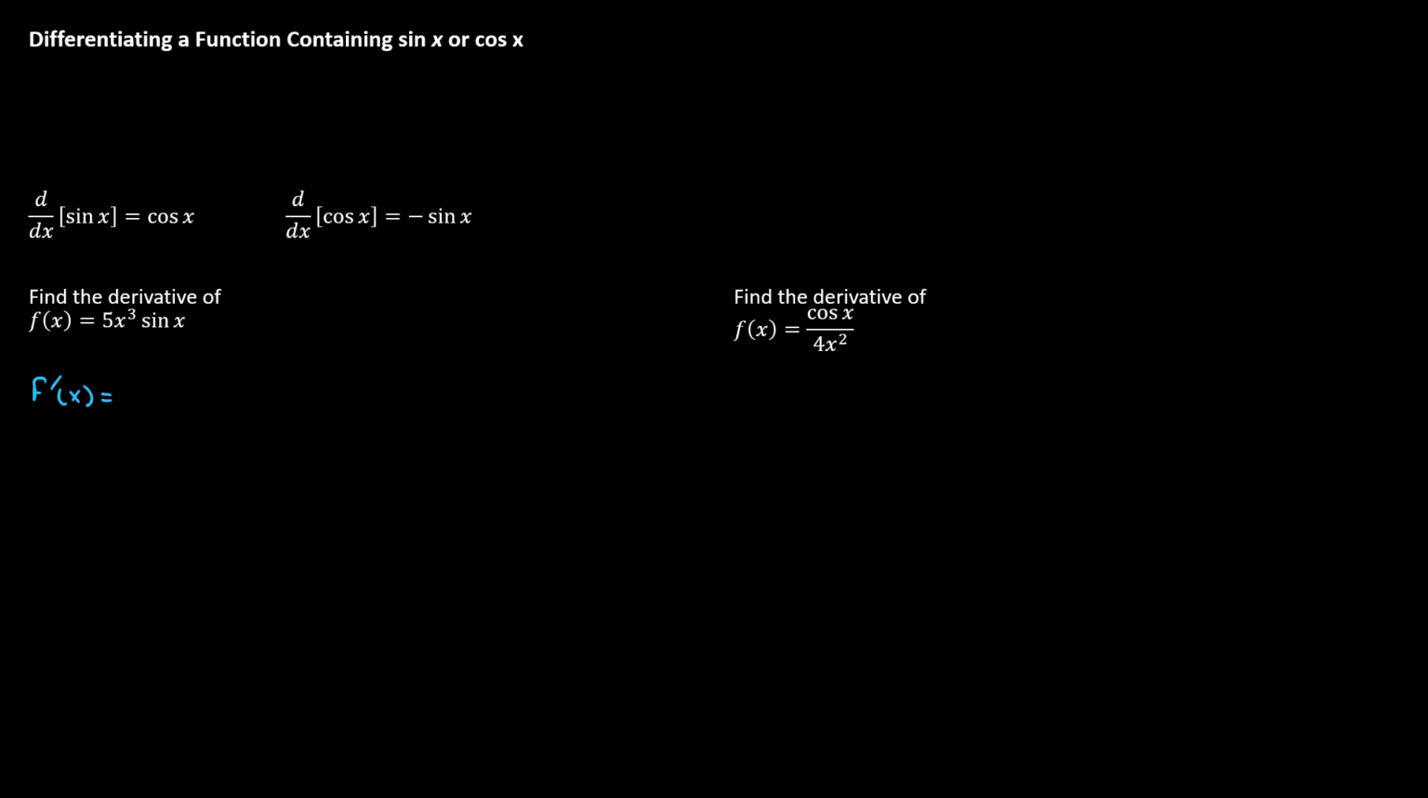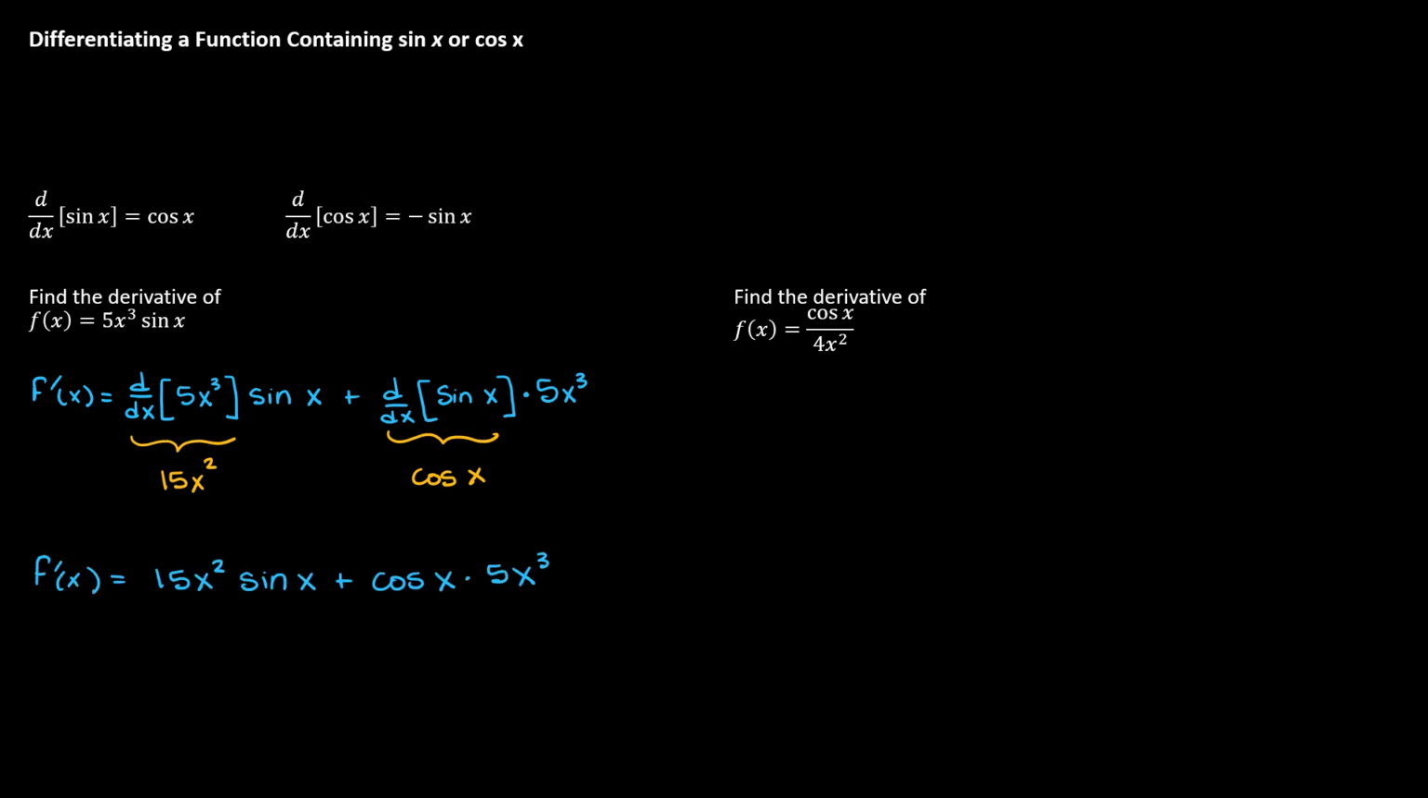So to calculate f prime, I would need the derivative of my first function, 5x cubed, times the second function, plus the derivative of the second function times the first function. And if I evaluate each of the derivatives, then I can rewrite my derivative f prime as 15x squared times sine x plus cosine x times 5x cubed.